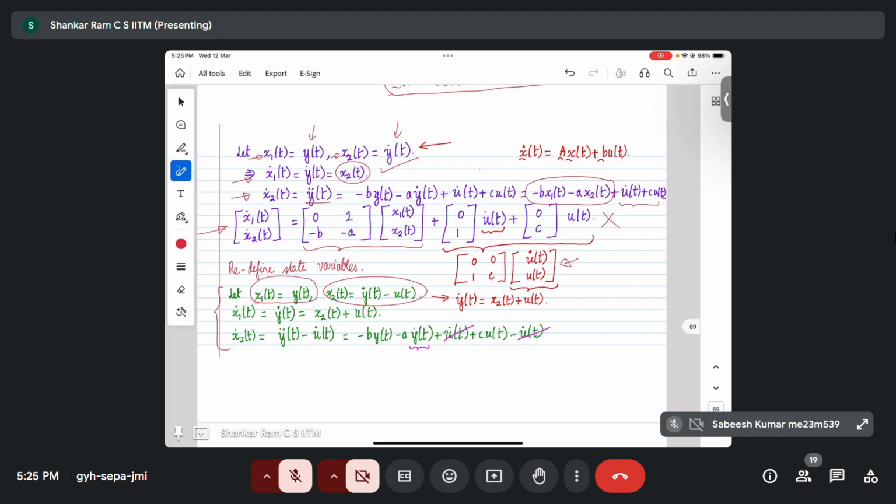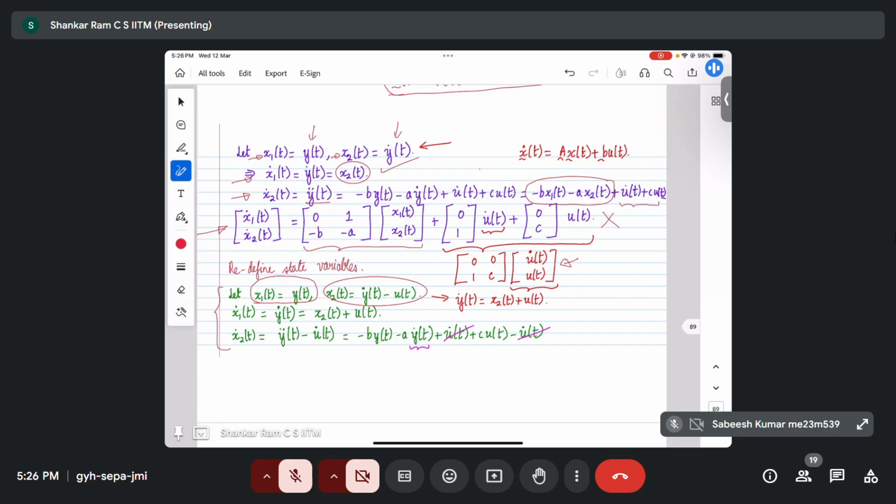Just to understand something based on this point that you're mentioning, this x2 of t, y dot of t minus u of t, just to physically realize what the equation says: the rate of change of the output is getting subtracted with the input u of t, correct? Exactly. It is the variable we are trying to analyze at each state.